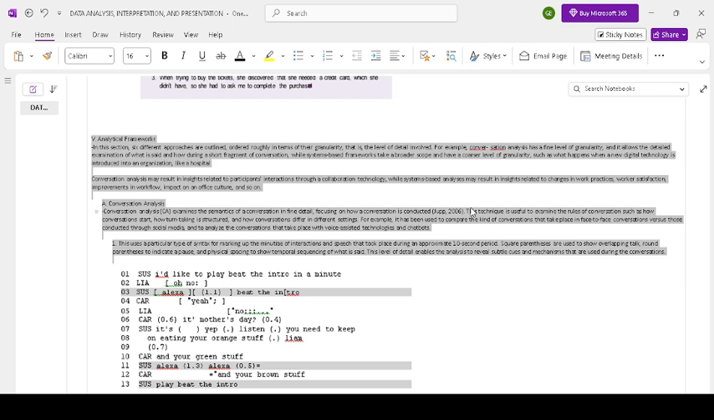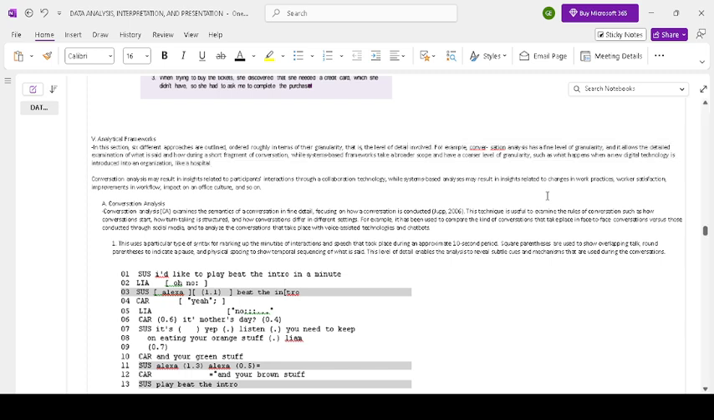System-based frameworks take a broader scope and have a coarser level. It's a different level of granularity, but basically, it's a different interface, or you can think of specialized tools that you can use for a system-based analysis or system-based task, such as call centers. For that, you need to apply system-based analysis. So that's the interface. Conversation analysis may result in insights into participants' interaction through a collaboration technology, while system-based analysis may result in insights related to changes in work practices, worker satisfaction, improvements in workflow, impact on office culture, and so on.